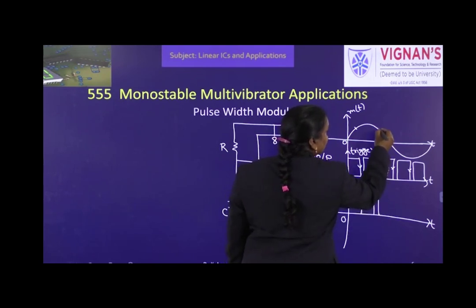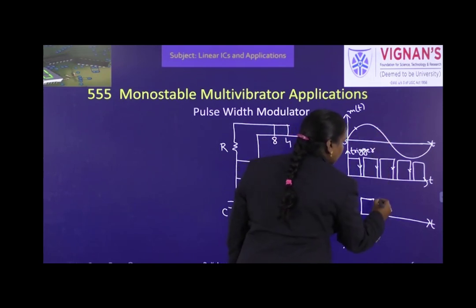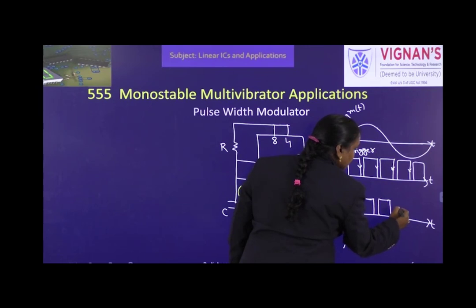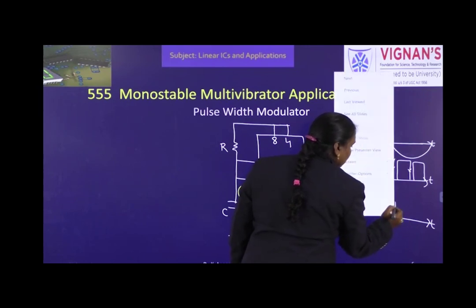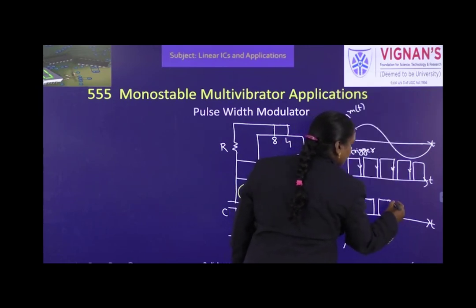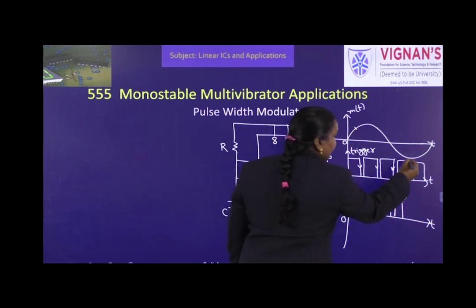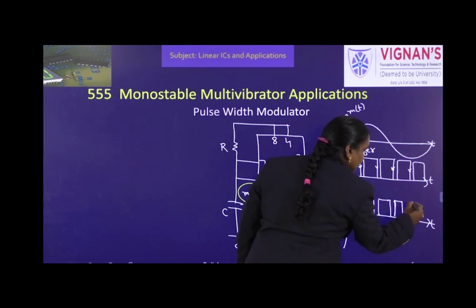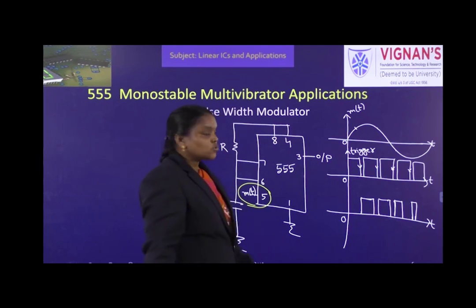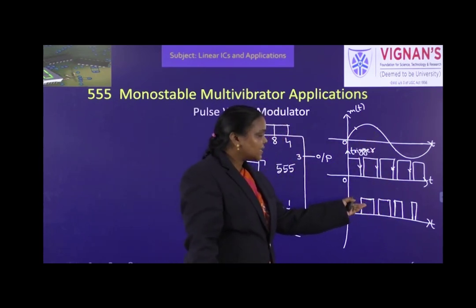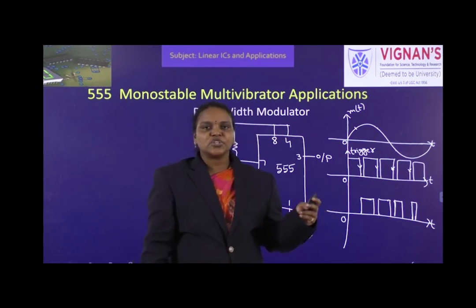And here if you see, almost similar. And here it is negative. So negative means it is less than 2/3 VCC, so it needs less time. And here it is at negative peak, means very small, so its pulse width will be very small. So the width of the pulse is changing with respect to the message signal, so it is nothing but your pulse width modulation signal.